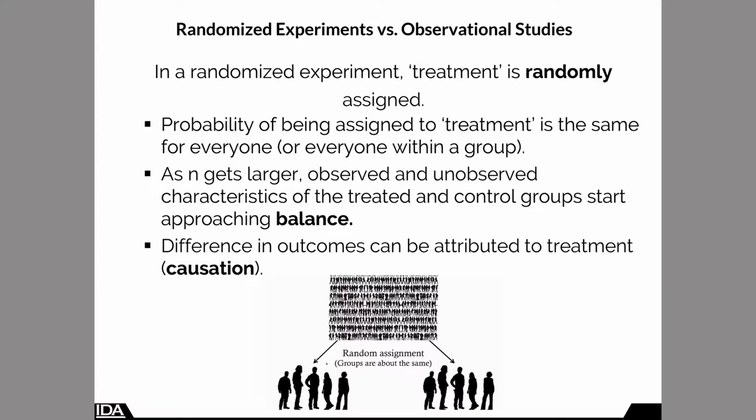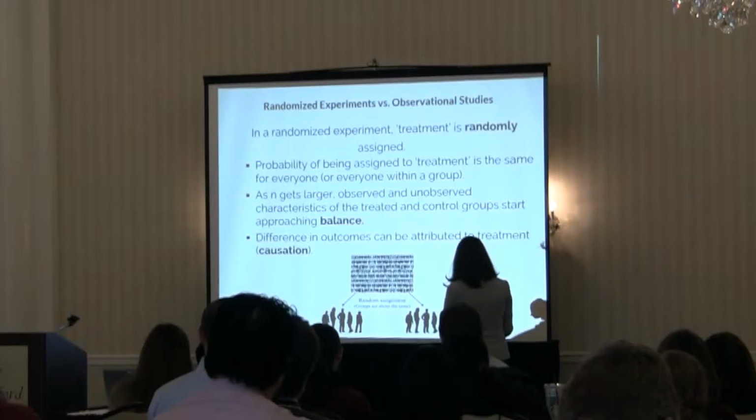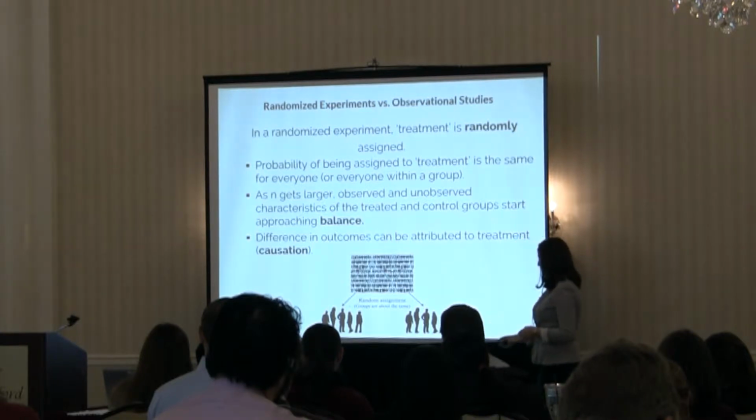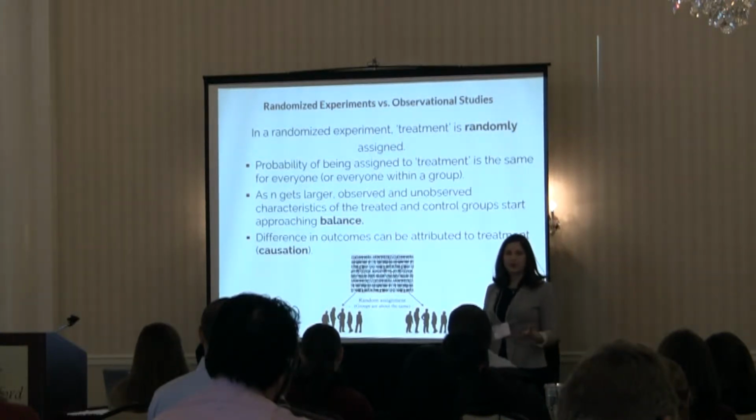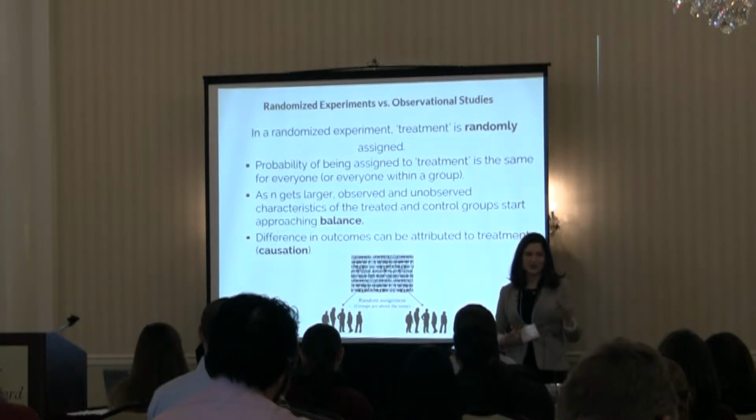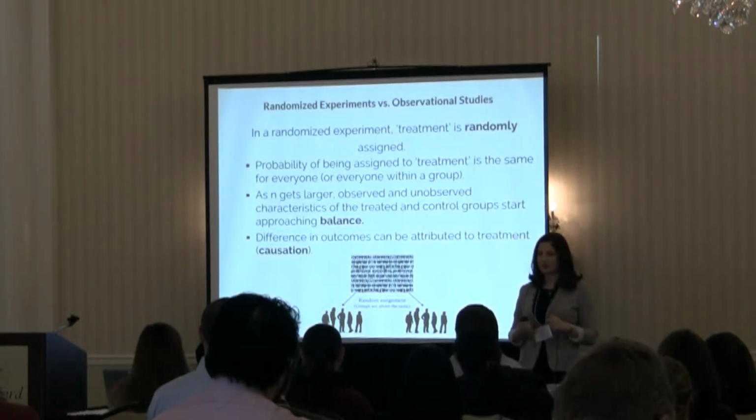If you run a big enough experiment, you might expect that the control group is similar to the treated group. On average, they should look the same. And importantly, they'll look the same on variables you measured and also on variables you didn't measure.